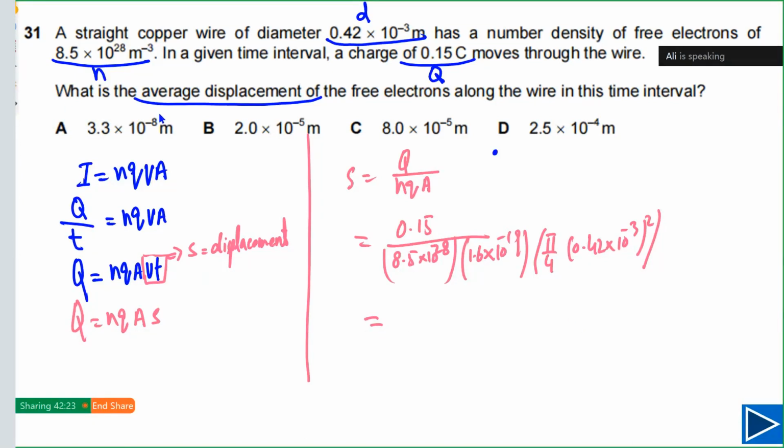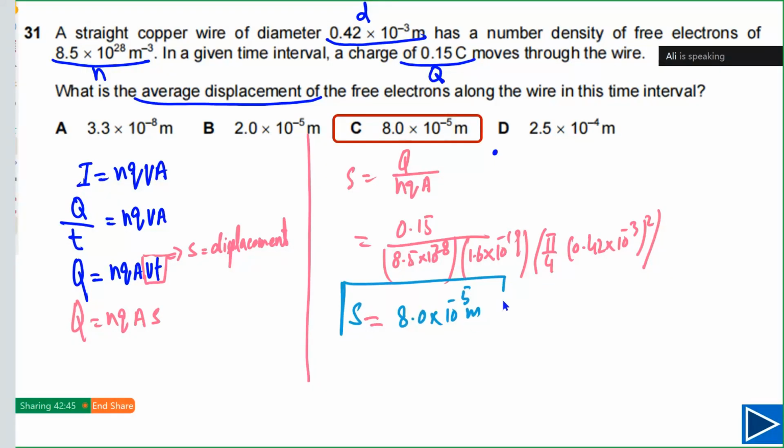So let me show you the answer. The answer for this question has to be C. C is the answer. So if you solve this, you will get 8.0 times 10 to the negative 5 meters. So this is how you can calculate displacement.